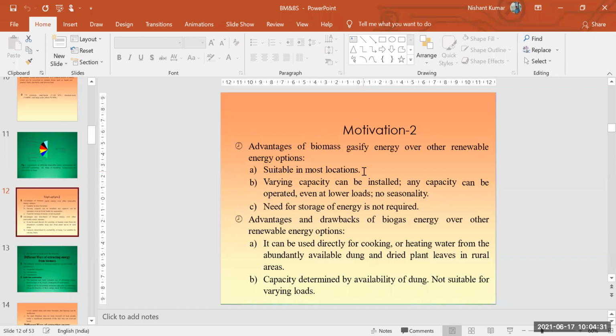Now, varying capacity can be installed. If you could bring in more raw material, the installed capacity could be increased, and it is very cheap to install. In the present scenario, if you want to install a biogas plant of 1 kilowatt rating for your house, it would be done for minor charges of 30 to 35,000 only. It is very cheap.